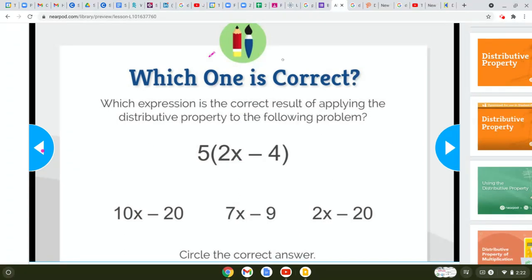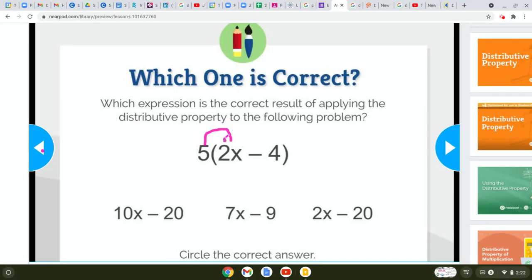So you're going to be going through on that Nearpod. You're going to be working on some other examples. We're going to start with just this one here. Which one is correct? So which expression is the correct result of applying the distributive property to the following problem? So here, make sure that whenever you're distributing, you're going to be placing those arrows. You're going to be distributing the 5 with each term.